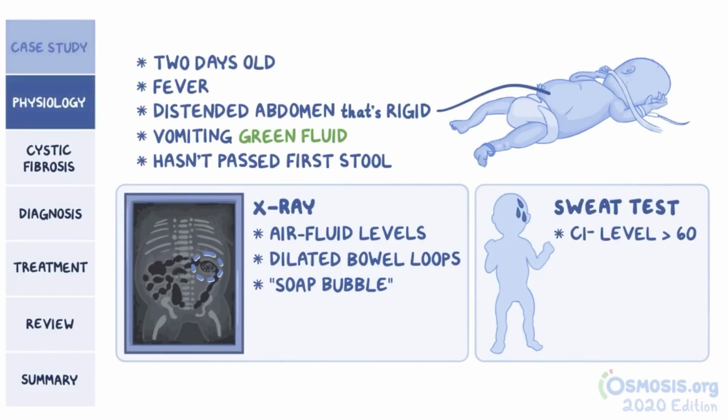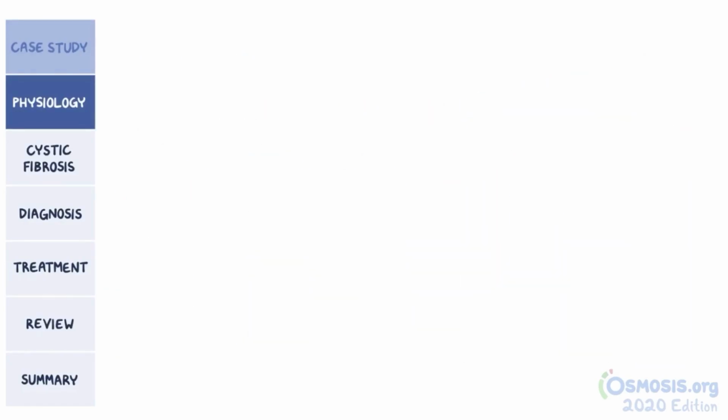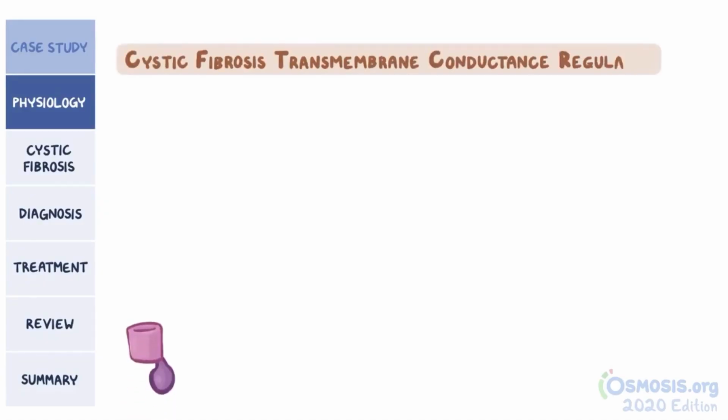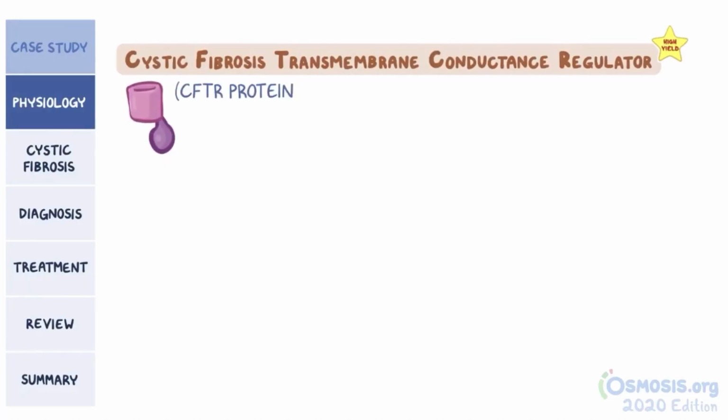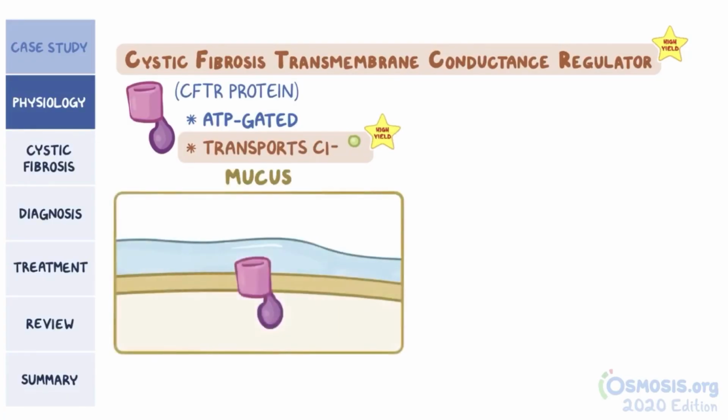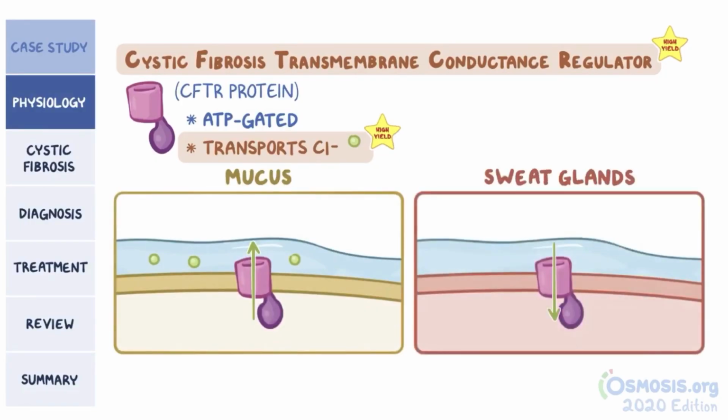Normally, elements like ions in water come in and out of the cell through specific channels located on the cell's membrane. A very high-yield fact that you need to know is that there's a particular channel called Cystic Fibrosis Transmembrane Conductance Regulator, or the CFTR protein, which is an ATP-gated channel, meaning it works by using ATP for energy. It transports negatively charged chloride ions. In cells that produce mucus, it secretes the ion out of the cell, and in cells of the sweat glands, it reabsorbs chloride ions back into the cell.